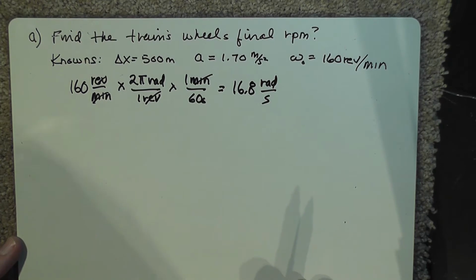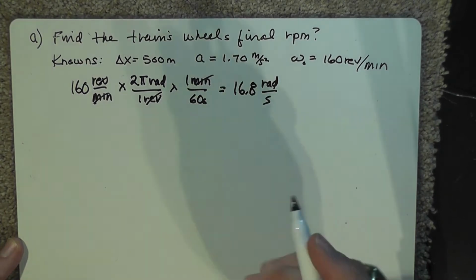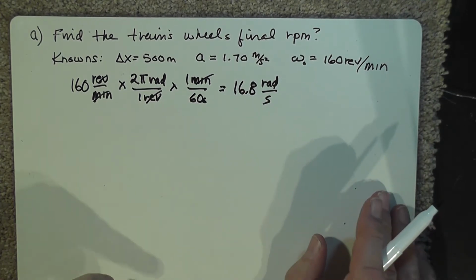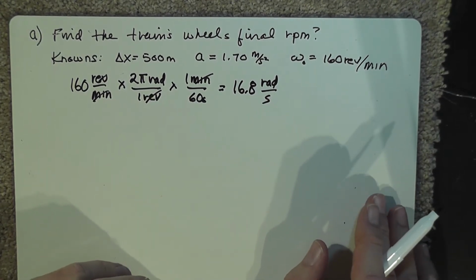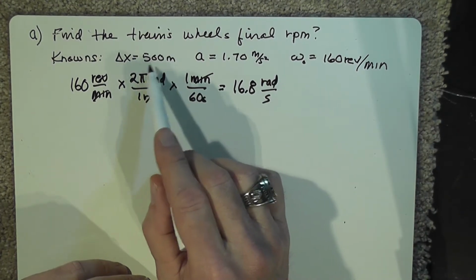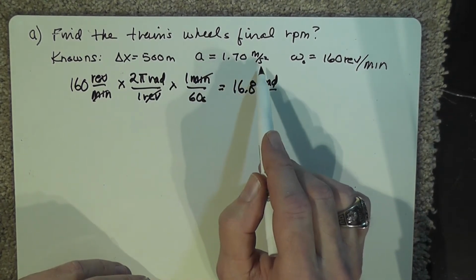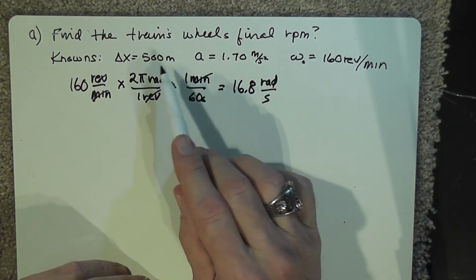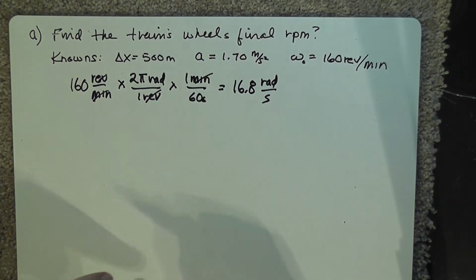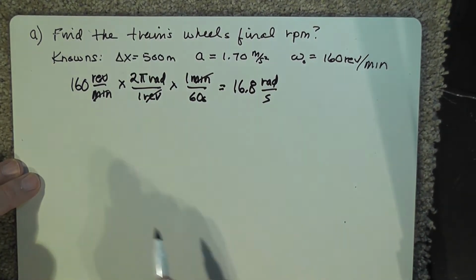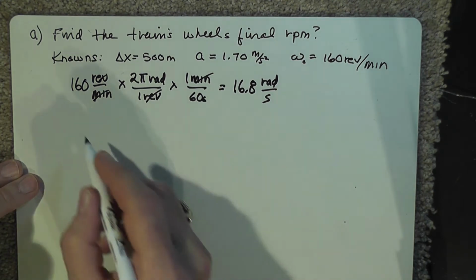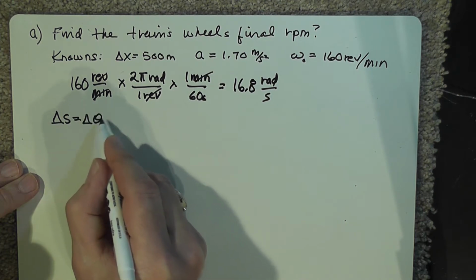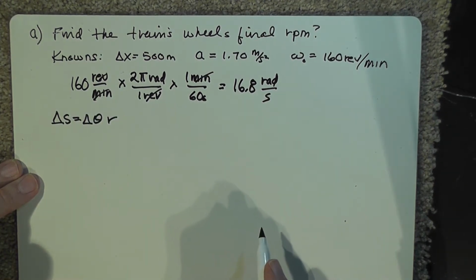So now we need to do a couple more things. We do a couple more conversions, so it makes it easier to do the rest of the problem. We are given the displacement, and we're given the acceleration in meters per second squared, but let's take these two, acceleration and displacement, and convert those. Okay, so the first one is the 500 meter displacement. We're going to use this equation, and we're just going to solve for delta theta.